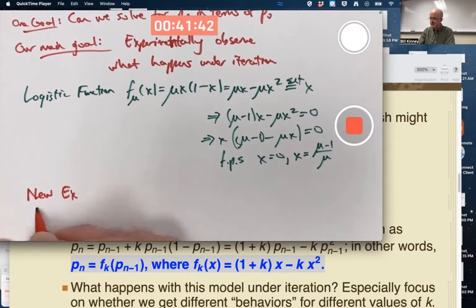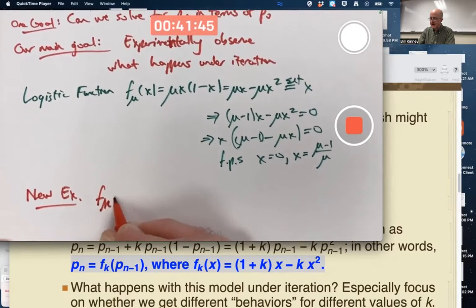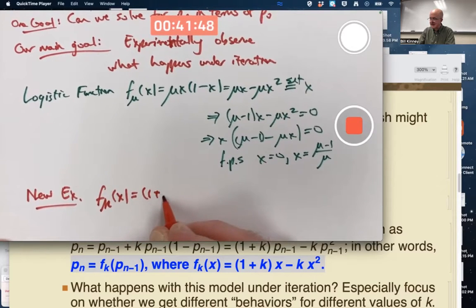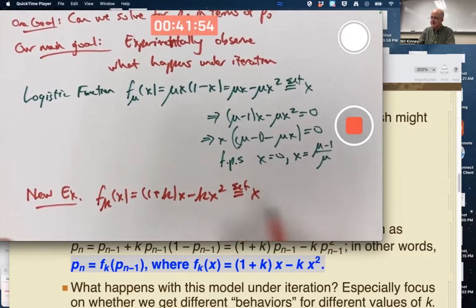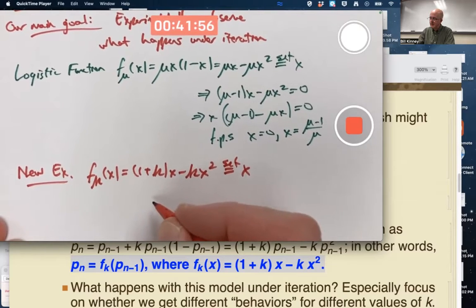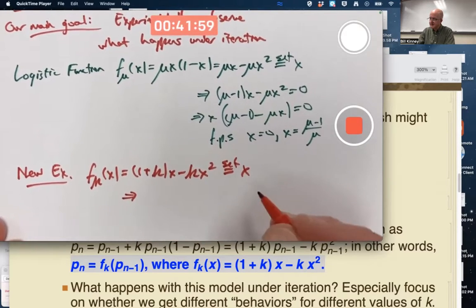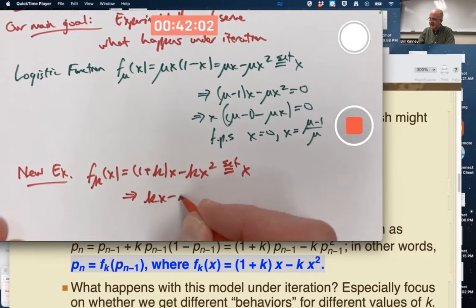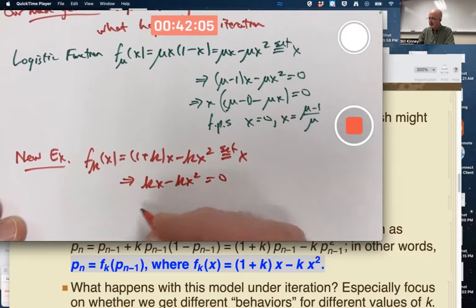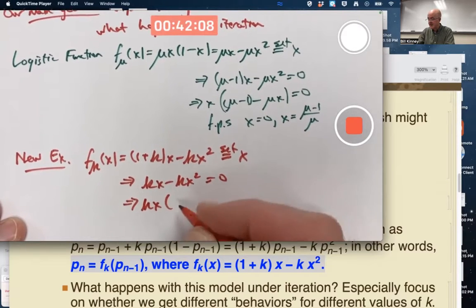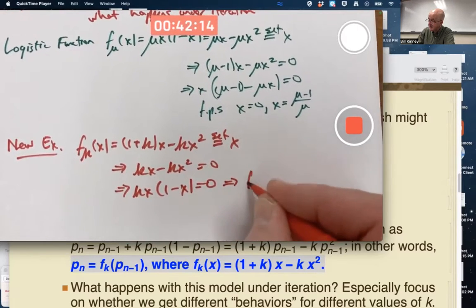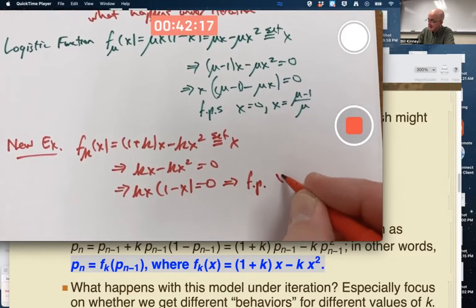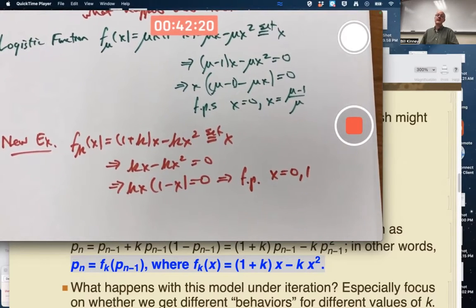New example, F sub K of X equals 1 plus K times X minus KX squared. Set that equal to X to find the fixed points. We want to rearrange, subtract X from both sides. We'll get KX minus KX squared. Now we can actually factor out not just an X, but also a K. And the fixed points, this is kind of nice, they don't depend on K. They're 0 and 1. They're independent of K. That's kind of nice.